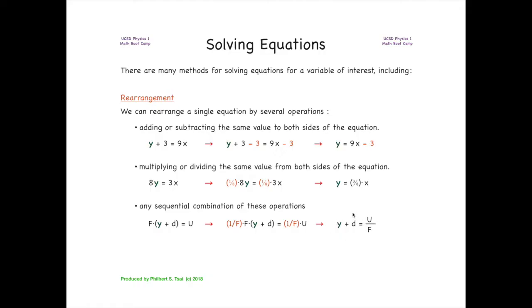To finish the isolation of y on the left-hand side, we're going to then subtract d from both sides of the equation to yield a final equation that says y is equal to u over f minus d.